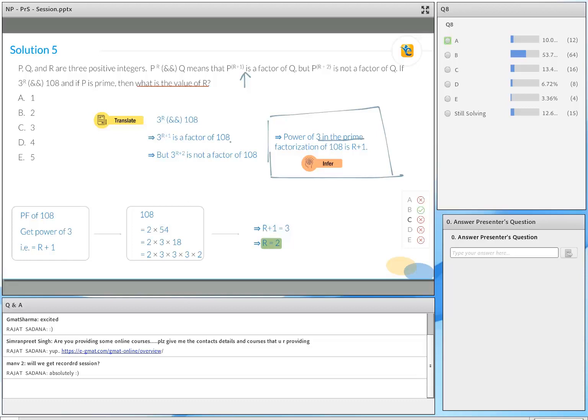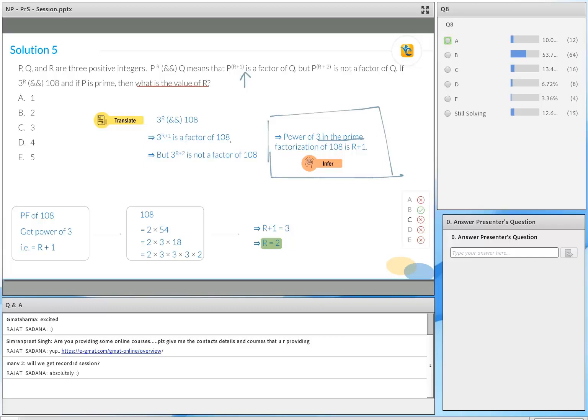Essentially, if all it was testing was your conceptual understanding, the question should have been very simply: what is the power of 3 in the prime factorization of 108? But that's not what the question is testing you on. The test maker is testing you on how well you can translate information and how well you can draw inferences. That is the part you need to work on, the part you need to beef up on.